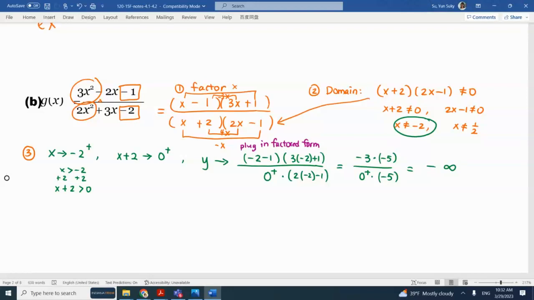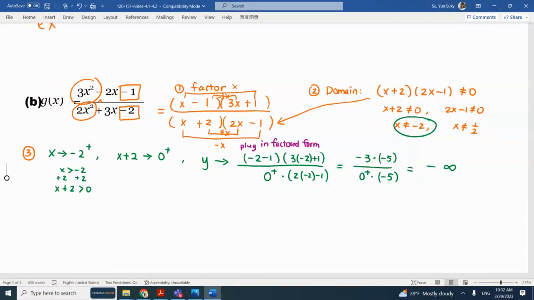Oh, because you plug in x as -2. So you plug in x as -2 into this factor form. X is -2, then you have -2 minus 1. X is -2, so 3 times -2 plus 1. X is -2, you have 0, but you don't want to put 0. 0 will cause a problem. You will have undefined, right? It's actually 0 plus. Okay? But the other factors, just plug in. And this is the problem factor. You replace it with 0 plus.